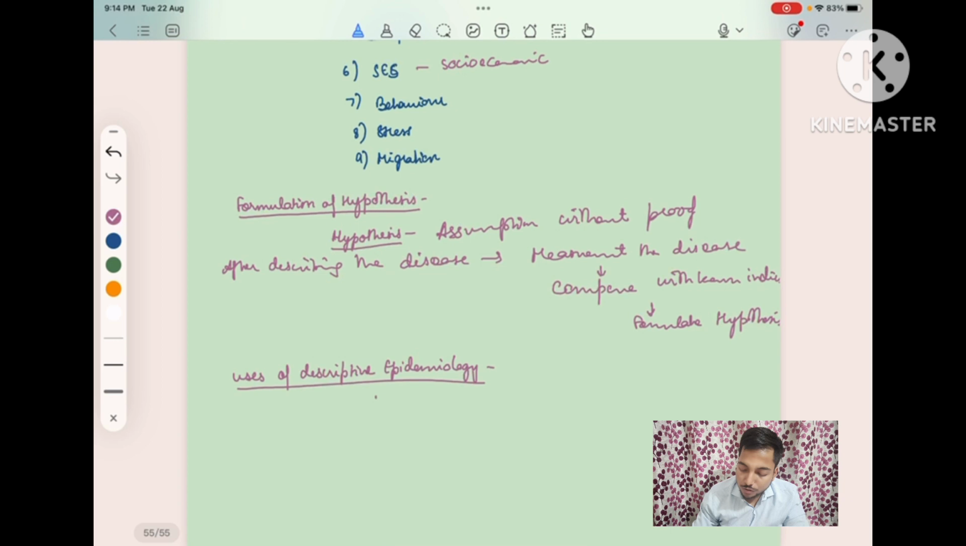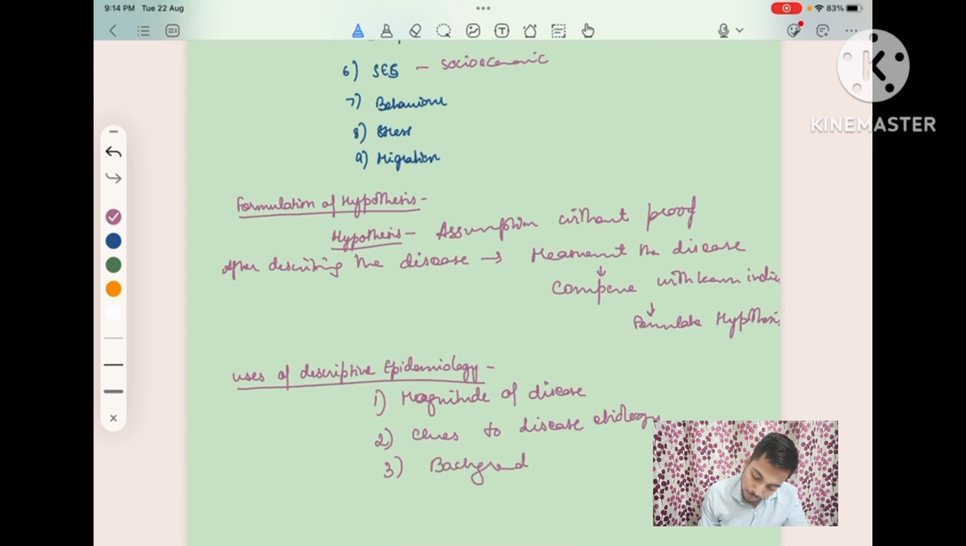Now what are the uses of descriptive epidemiology? First, it can help you know the magnitude of a disease. By doing a cross-sectional study, you can know the magnitude of the disease. Then clues to disease etiology. Then background data for organizing and evaluating. And then it can contribute to further research.